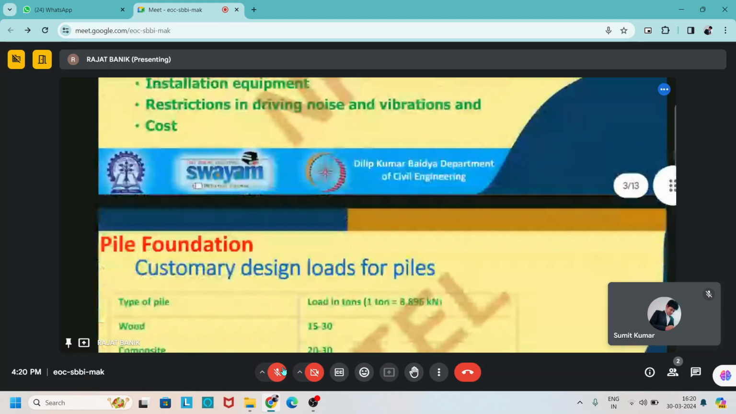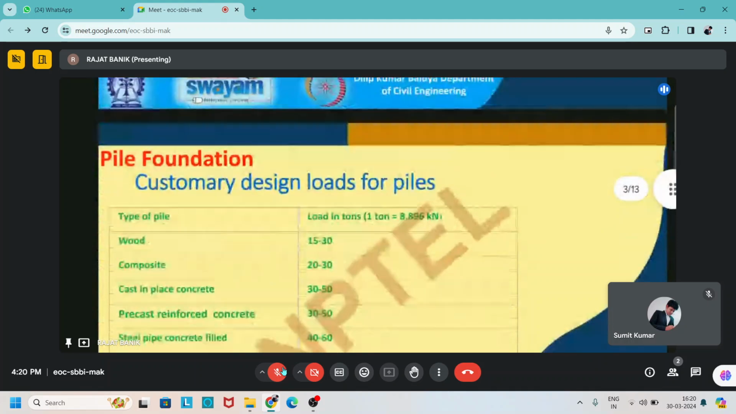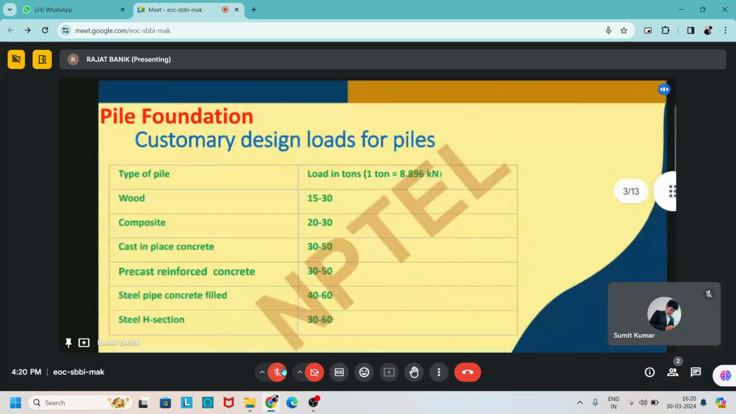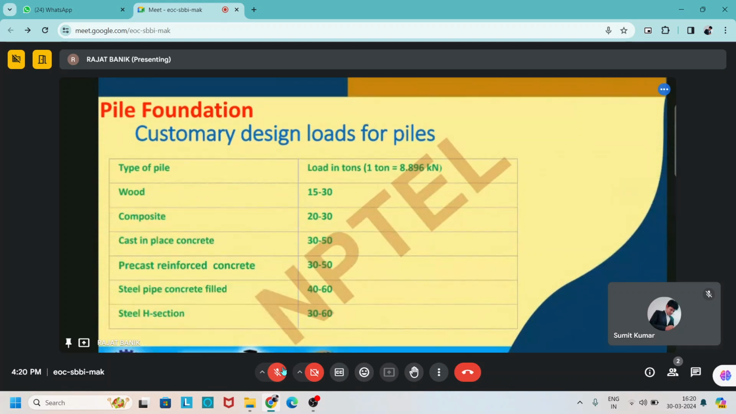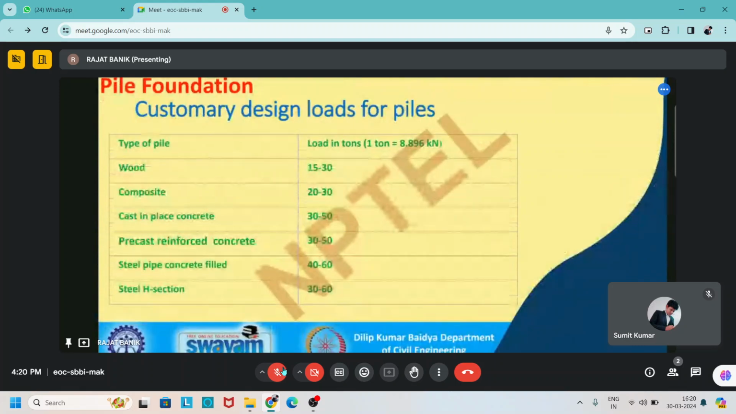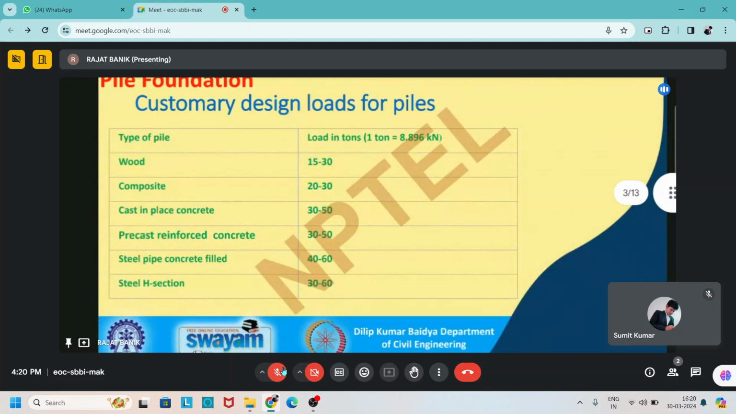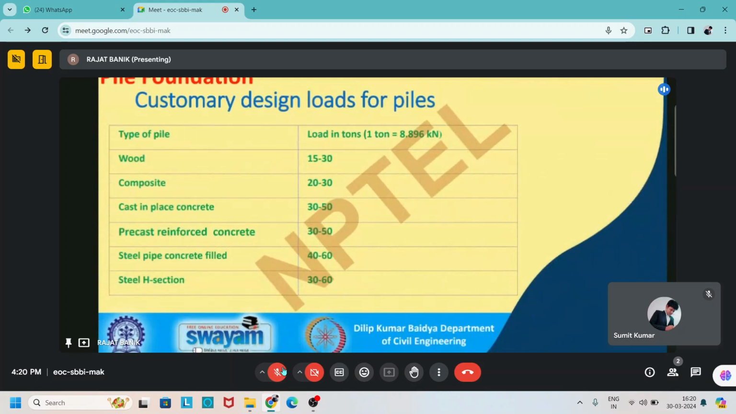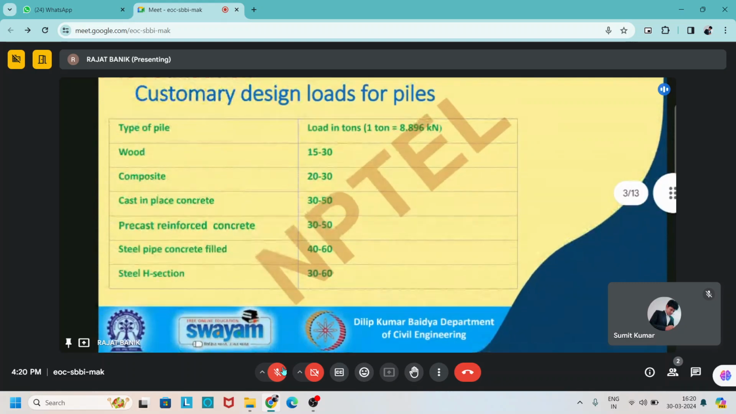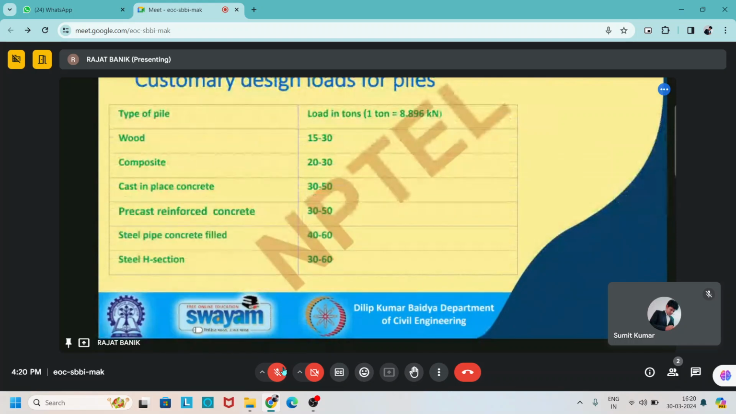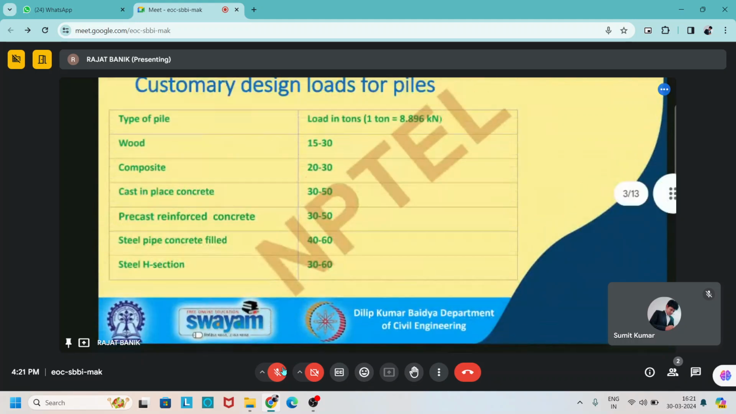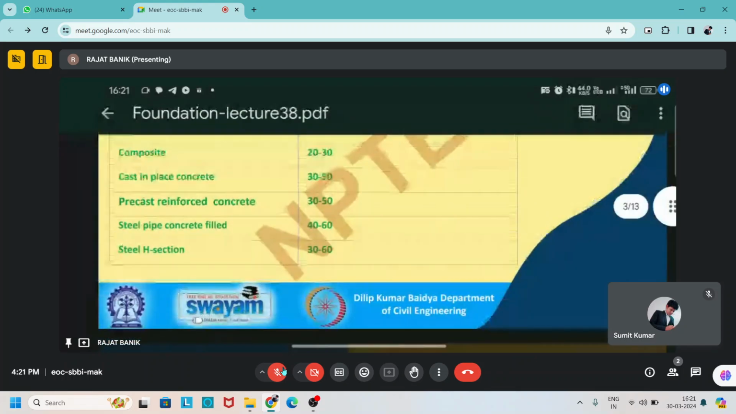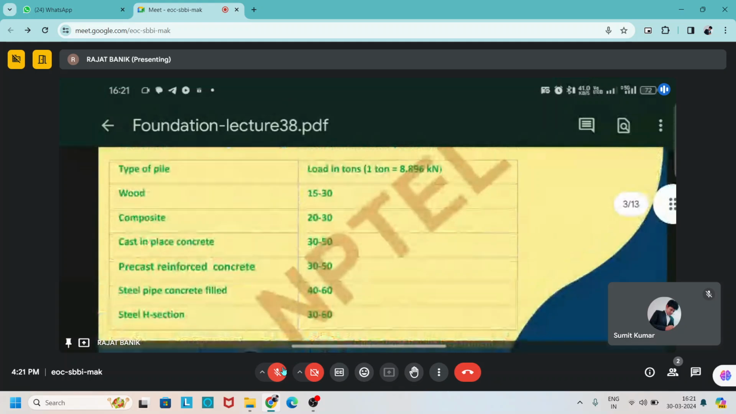Then, customary design loads for piles for different types of material used for pile foundation. If you use wood, the axial load it will take is between 15 to 30 tons. If you use composite material, that is a composite of steel and concrete, the load is between 20 to 30 tons. Then there are different types of pile foundation like cast in place concrete, precast reinforced concrete, steel pipe concrete, steel H-section and so on. This table denotes the different loads each will take based on the material.